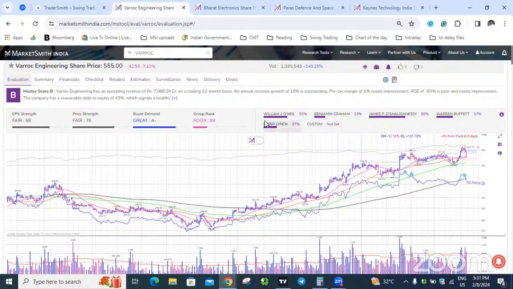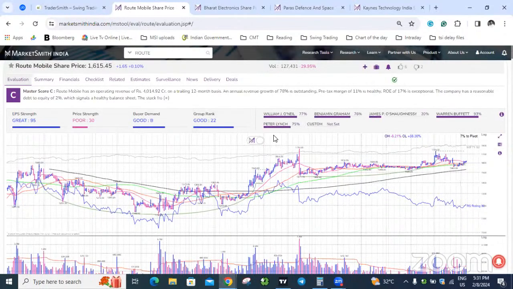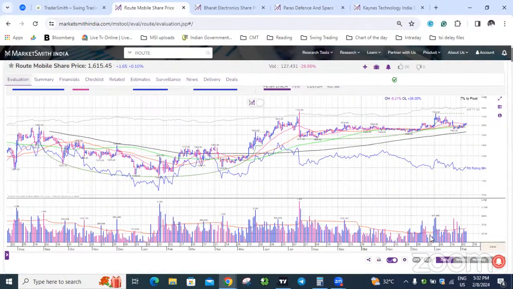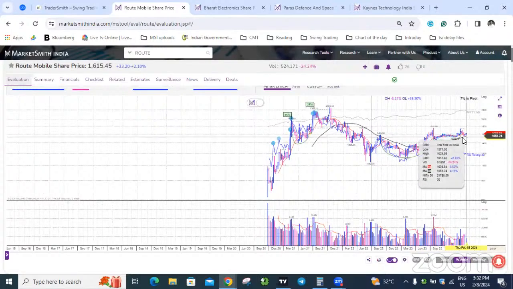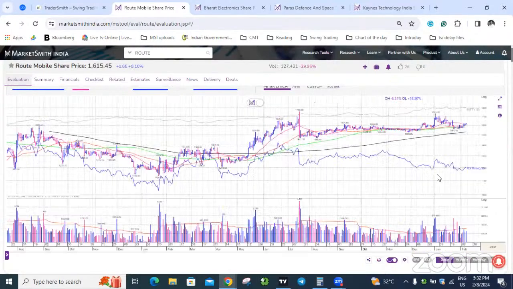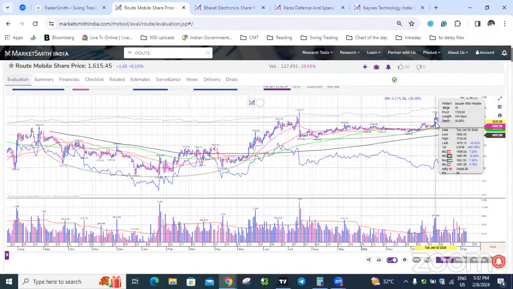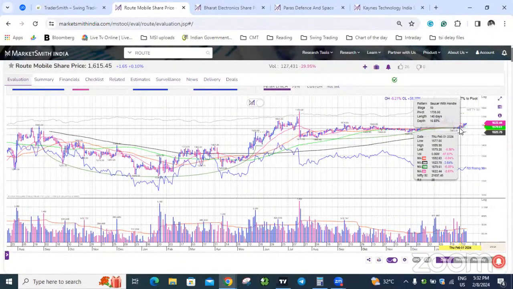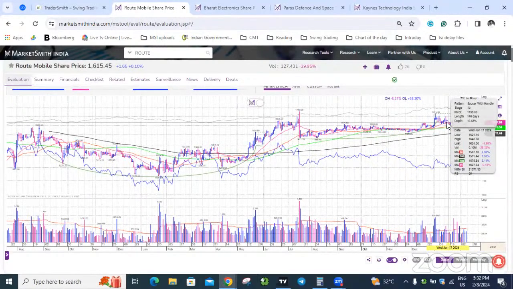Next one is Root Mobile. This stock has been trading sideways in the larger time frame also. It's almost from last July, the last 6 months, trading in a sideways range. Initially there was a sign of breakout in January, but after that it failed at that level, and once again it moved to the consolidation range. So one can keep a close watch on this particular stock.